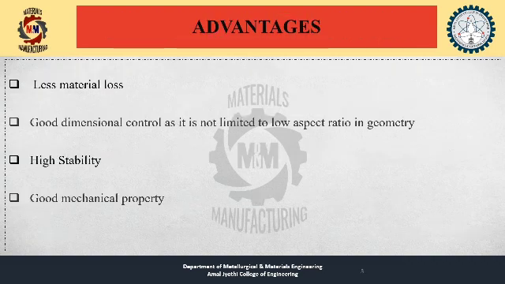Talking about the advantages of micro manufacturing, first, the material cost is really less. Material loss is really less. Then micro manufacturing provides higher stability. They provide good mechanical properties and higher dimension controls.